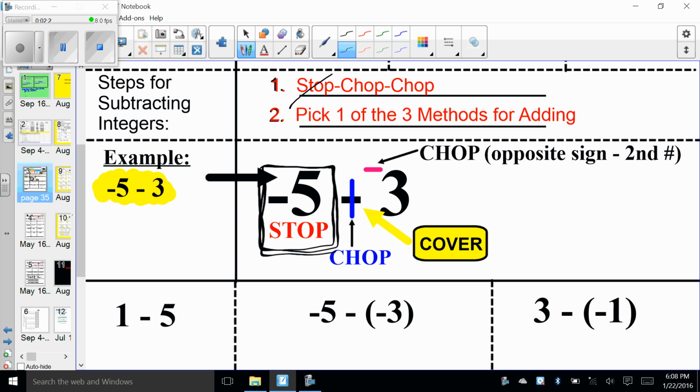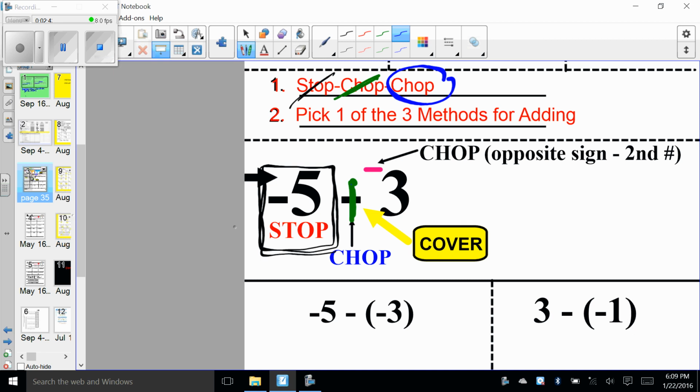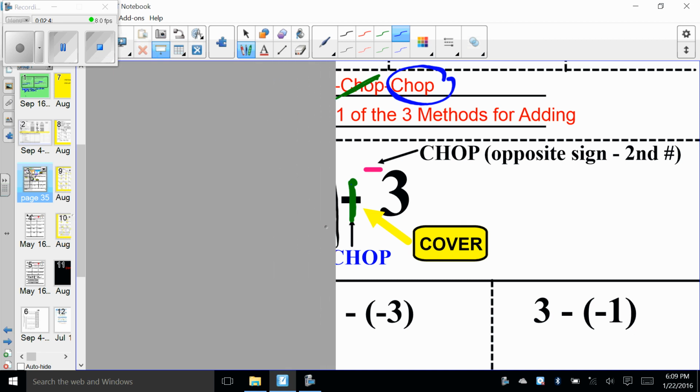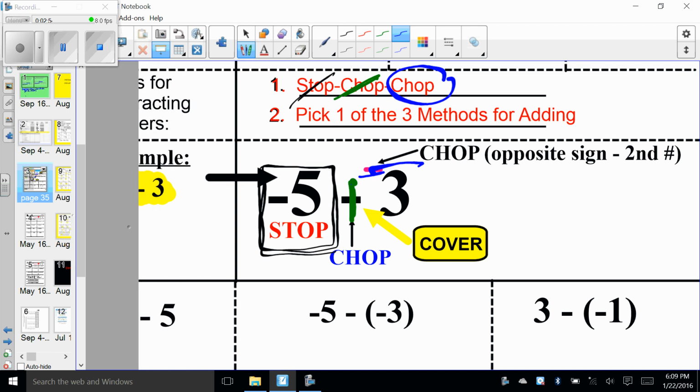So I've done my stop. And now I'm going to go do my chop. Chop means I'm going to change it every single time into addition. The tricky part is this third step, this other chop. This last chop means that we have to change the sign to the opposite. So what we're going to do is take that screen shade for a second and show you what's going on here. So we stop, cover the -5 completely. We chopped it to addition, and now we cover. And the sign that was there was positive. So we're going to make it negative, and it becomes a -3.